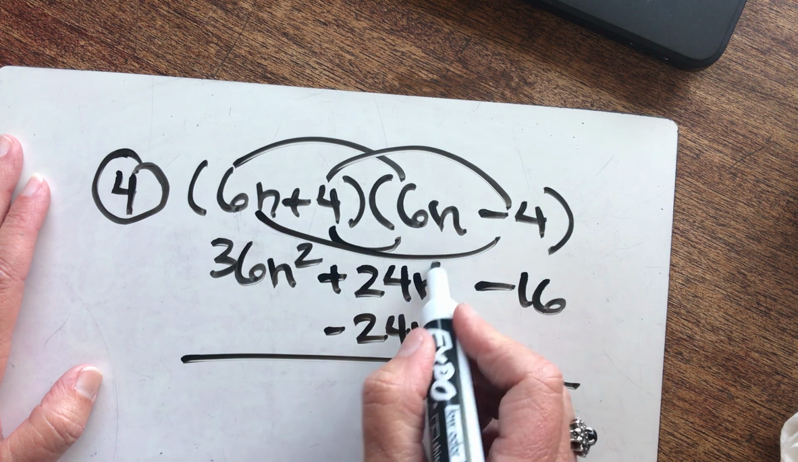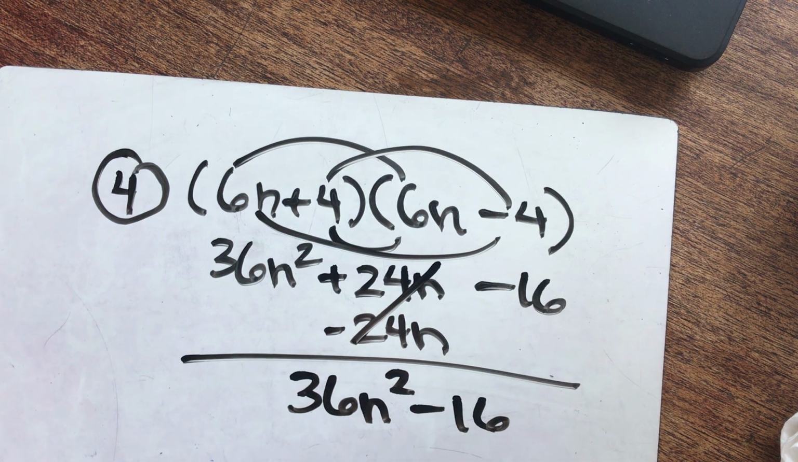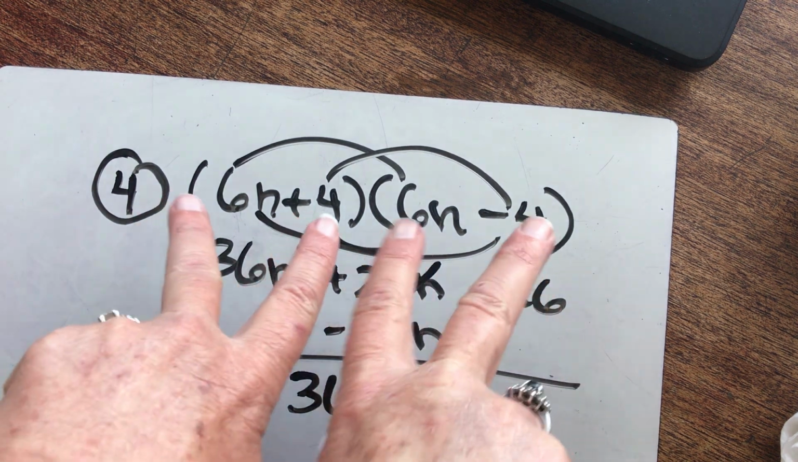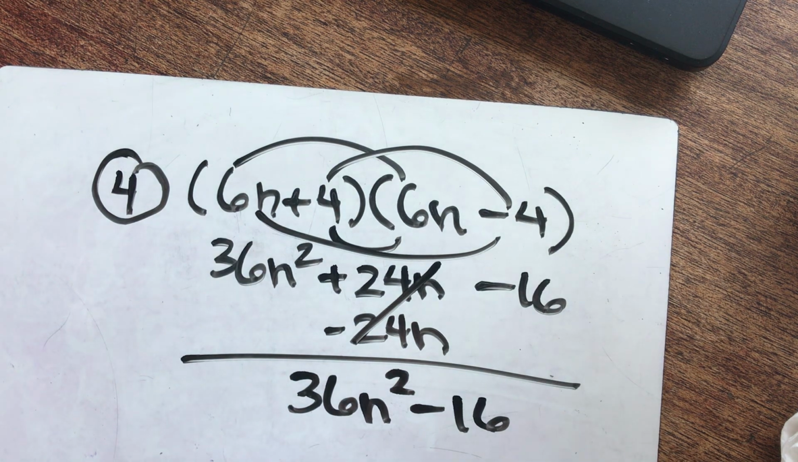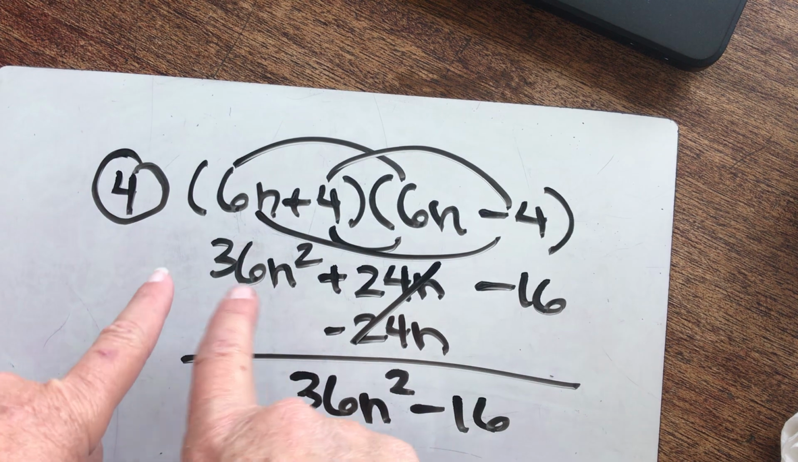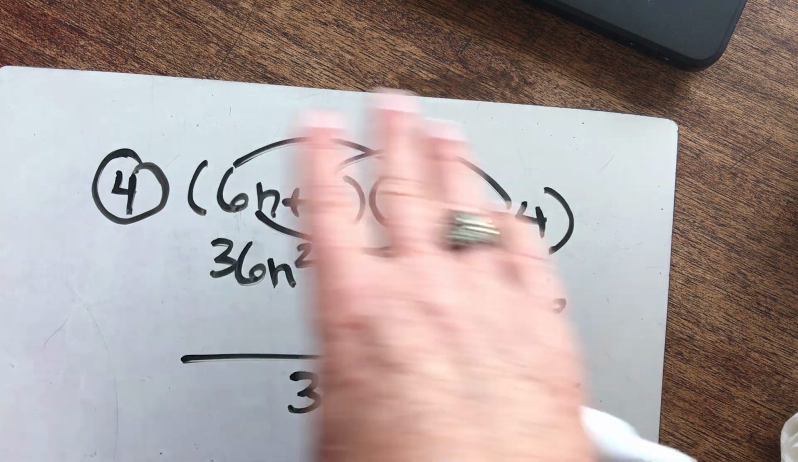Ha! It worked again. Conjugate binomials, our middle term cancels. And now we are left with a beautiful binomial of 36n squared minus 16. Again, when we have the same junk, different signs, called conjugate binomials, we're going to have a middle term that always cancels. And what we're left with is the front term and the back term. So this is my final answer. This is with all work shown.